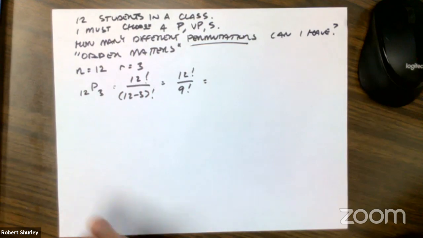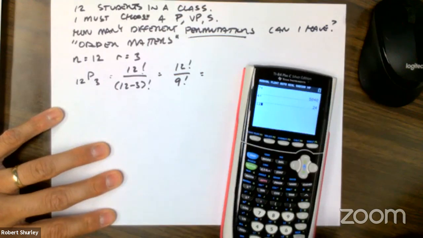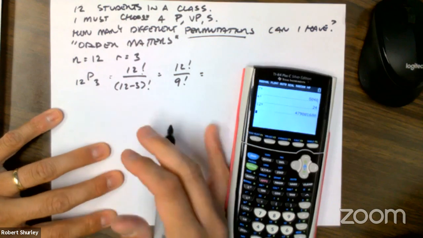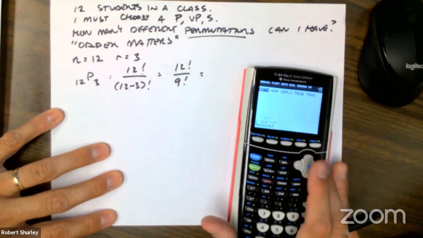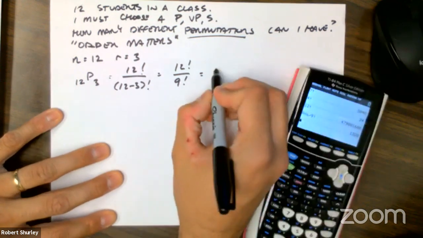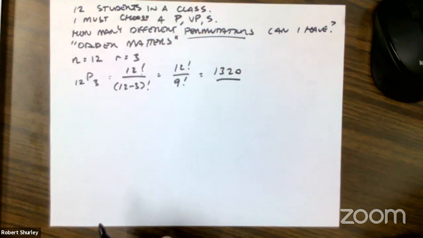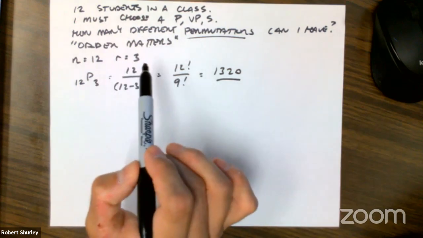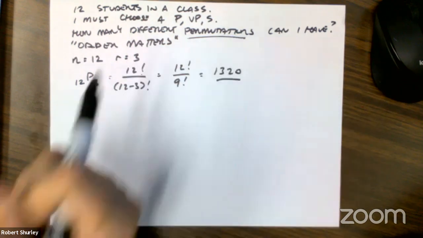Now I'm going to just find that in my calculator. Say on 12 factorial, math, it's a huge number. You know what? Let's just divide that automatically by 9 factorial. And you wind up with 1320. So there's 1,320 different ways we could permutate 3 objects from 12 objects, where we're only choosing 3 out of the 12.